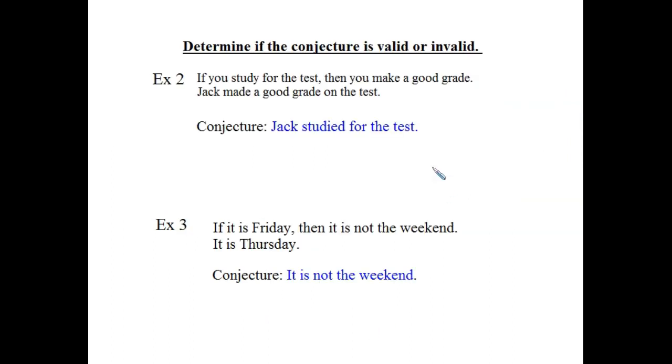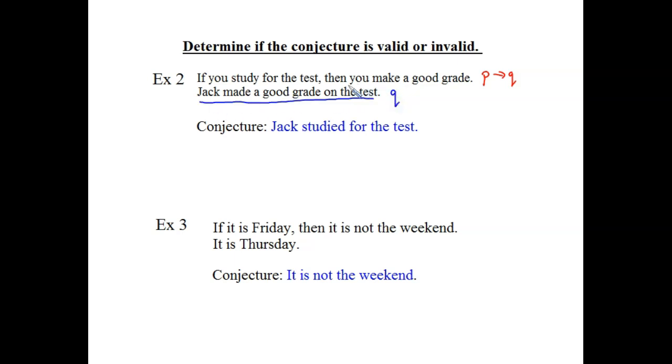Now let's look at another example. We're looking for the same thing. We're going to determine if the conjecture is valid or invalid. So we start with: if you study for the test, then you make a good grade. So in example 2, we're going to be determining if our conjecture is true based off this if-then statement and then a fact that we know to be true. So if you study for the test, then you make a good grade. That is our P implies Q. And then we know that Jack made a good grade on the test.